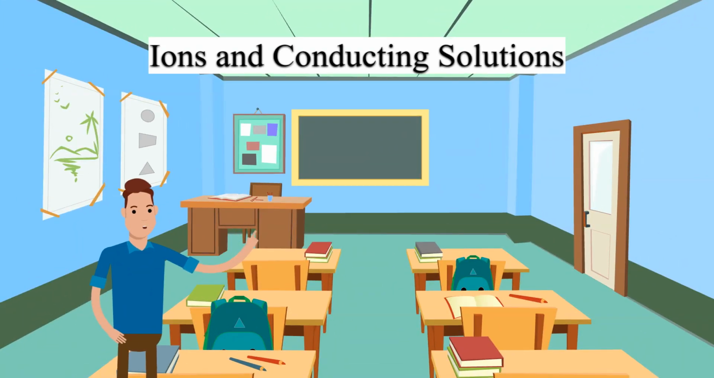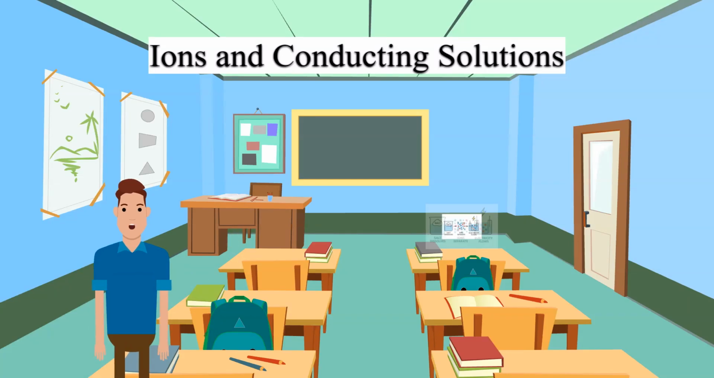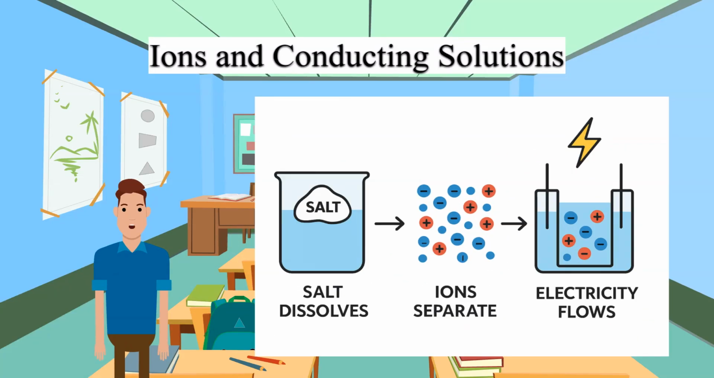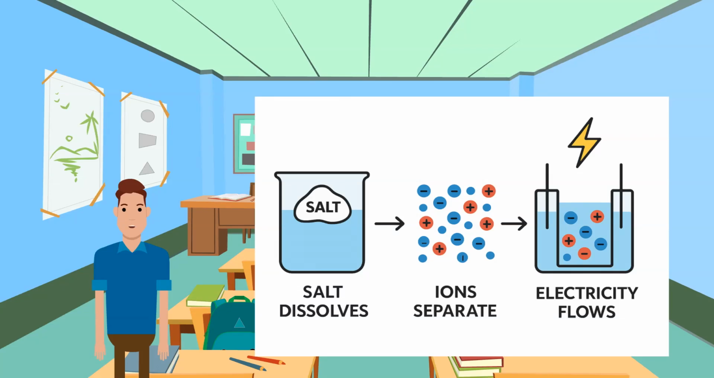Ionic compounds are made of positive and negative ions. When they're solid, these ions are stuck in place, so solids don't conduct electricity. But when you melt them or dissolve them in water, the ions are free to move. Moving charged particles equals electric current. The key idea here is, ions conduct electricity only when molten or in solution.